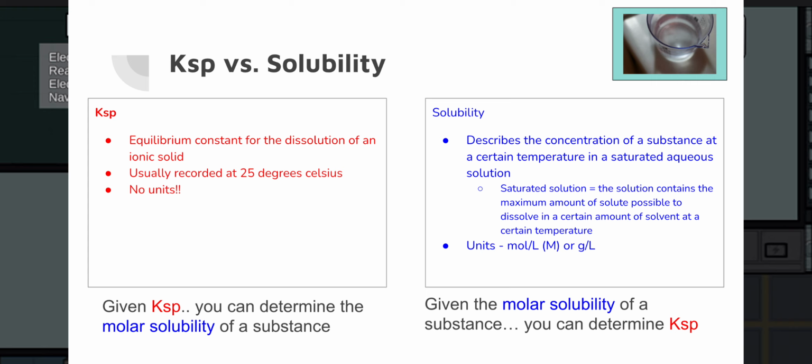Solubility directly refers to a saturated solution, and this is where the solution contains the maximum amount possible of solute to dissolve in a certain amount of solvent at a certain temperature. The biggest difference you'll find is with the units, where Ksp has no units at all. And regarding the relationship between these two, given Ksp, you can determine the molar solubility of a substance, and given the molar solubility of a substance, you can determine Ksp.